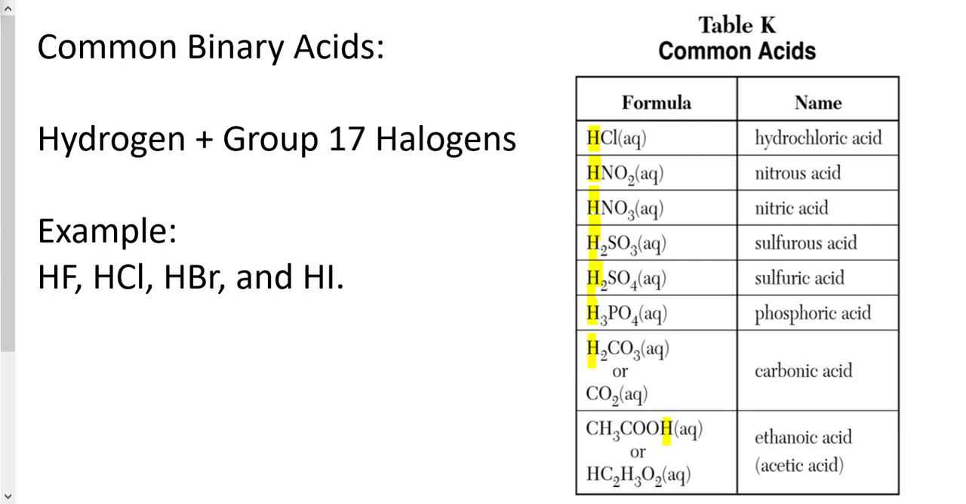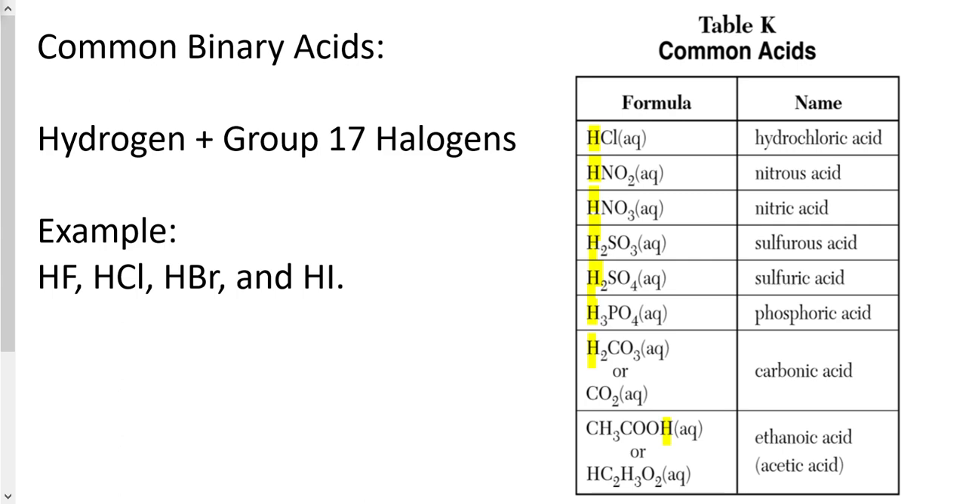Common binary acids can be found in Reference Table K. In Table K, you will find most of the common acids, and if you notice carefully, all of the acids have hydrogen. The first acid that is listed in Reference Table K is HCl. The name of HCl is hydrochloric acid.